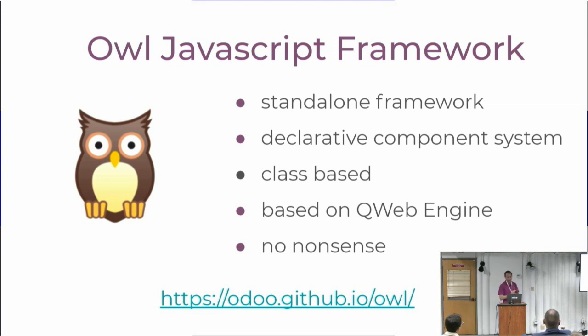Anything can be done with just this, instead of having to try to extract from the current web client enough files to make it work, but it will not be guaranteed to work. So OWL is standalone. It does not depend on Odoo, even though it's built for Odoo. It's a decorative component system. It's class-based, so it can be simply monkey-patched by just changing its prototype.